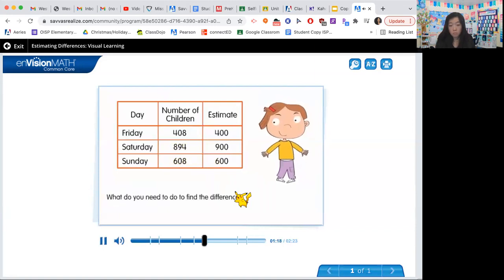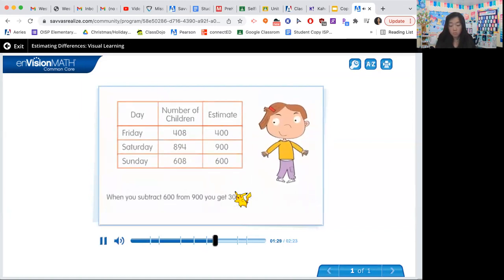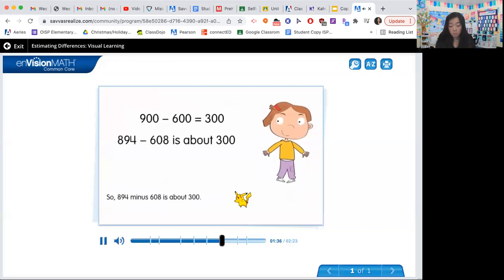What do you need to do to find the difference? You need to subtract the estimated number who went on Sunday from the estimated number who went on Saturday. When you subtract 600 from 900, you get 300. So 894 minus 608 is about 300. There were about 300 fewer children on Sunday than on Saturday.